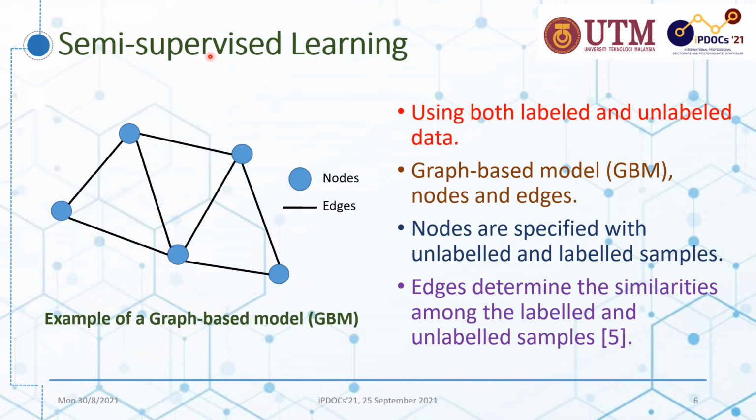Furthermore, this slide talks about semi-supervised learning. Semi-supervised learning uses both labeled and unlabeled data for training. Graph-based model (GBM) is one of the famous semi-supervised learning approaches. It is a graph constructed with nodes and edges. So this is an example of a graph-based model, GBM. Nodes are specified with unlabeled and labeled samples. Edges are the links between nodes, which determine the similarities among the labeled and unlabeled samples.